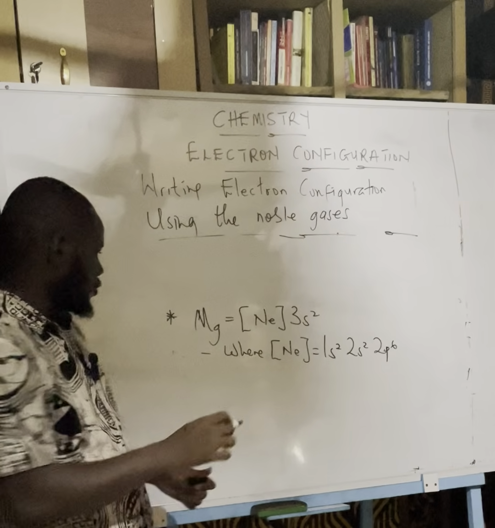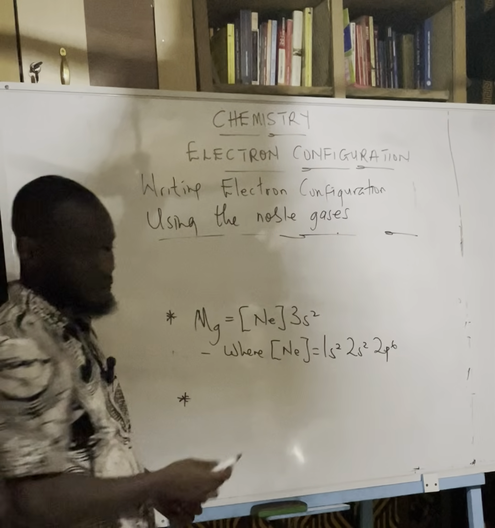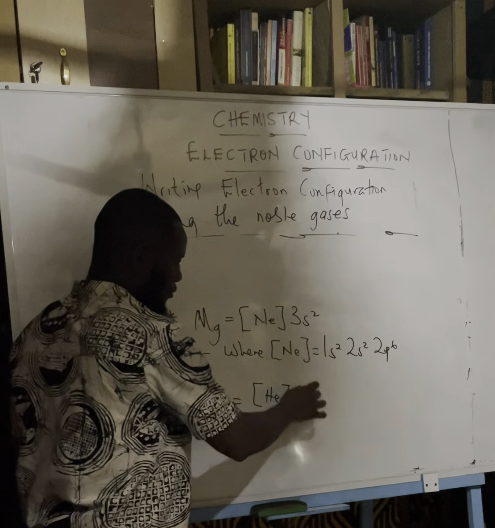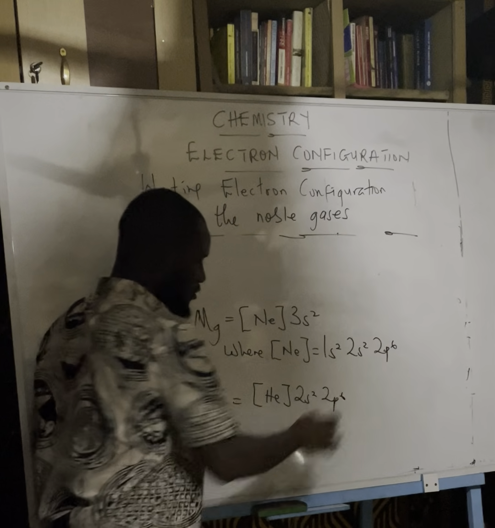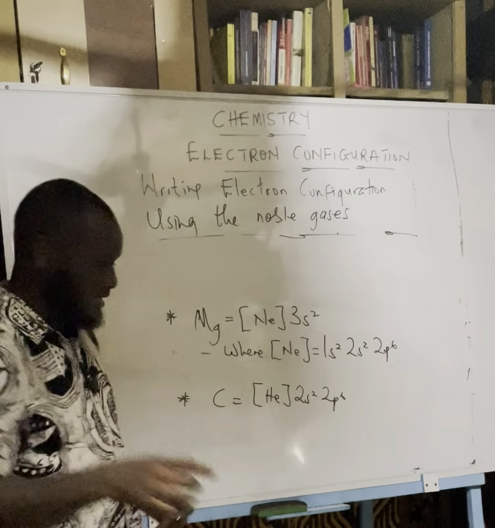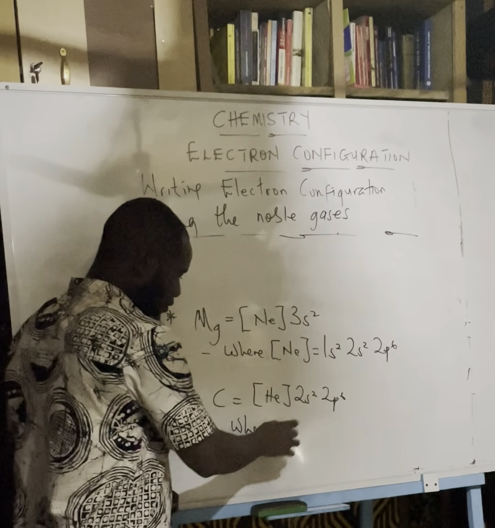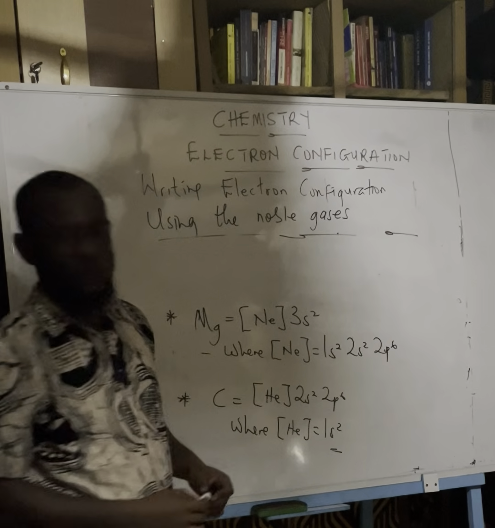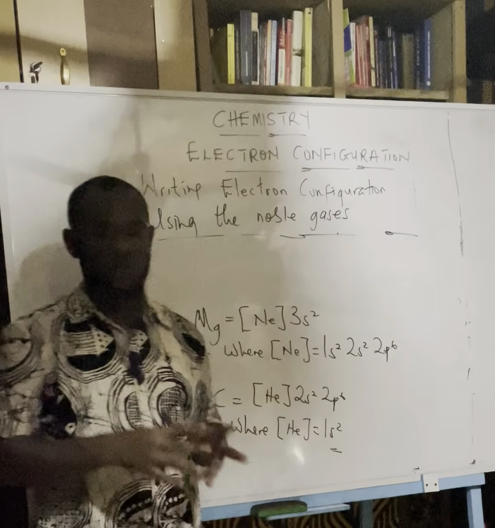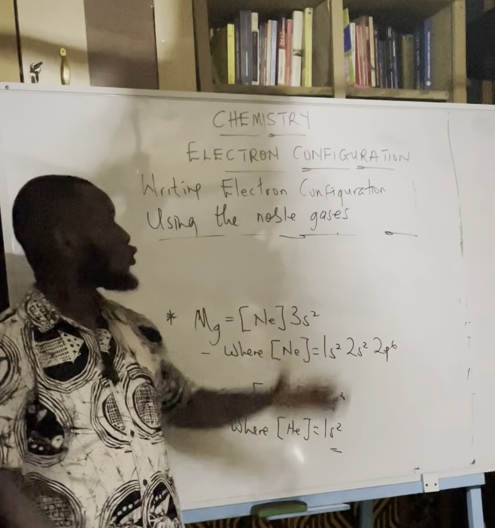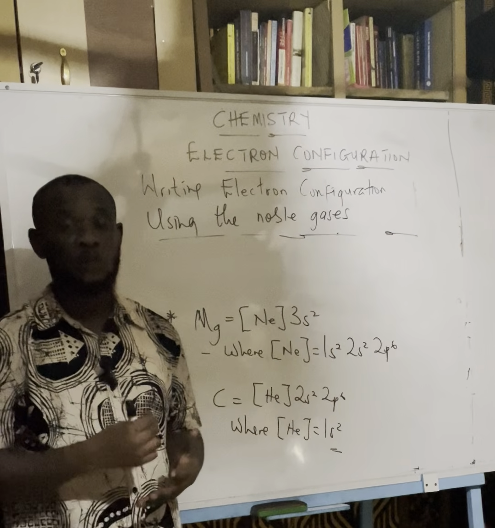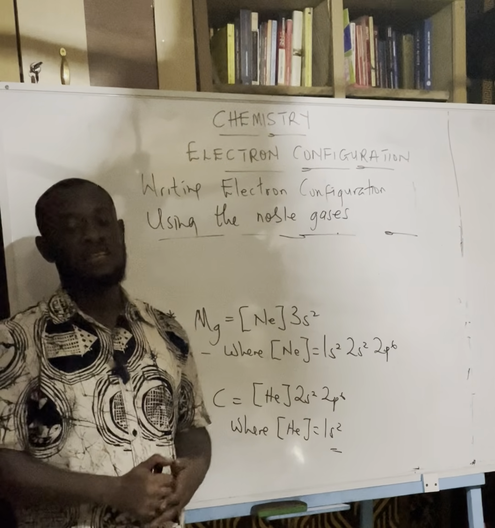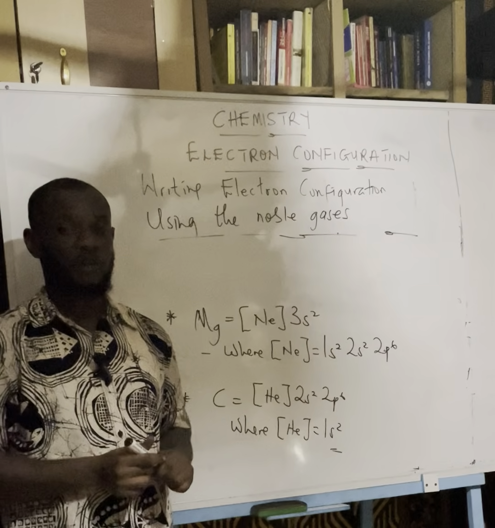Take note. So if I tell you to write the electron configuration of carbon and you write He 2s2 2p2, you'll be marked wrong. But if you go further to tell me that the electron configuration of helium is 1s2, you would be marked correct. So take note when to use the electron configuration of the noble gases, and you must always explain, or you must always write the electron configuration of the noble gas.